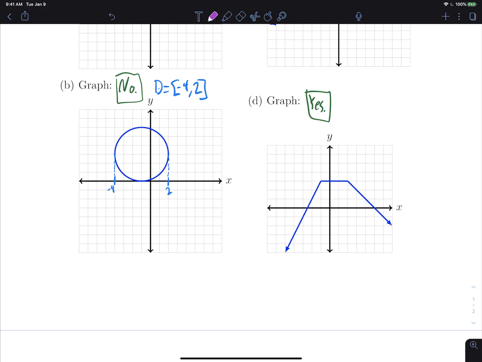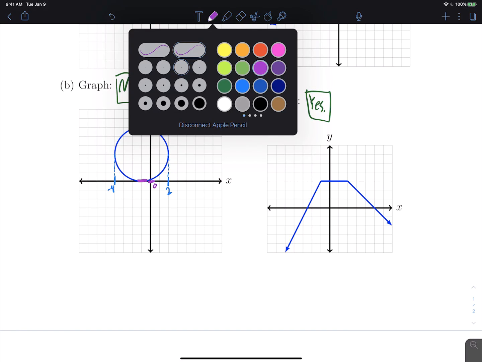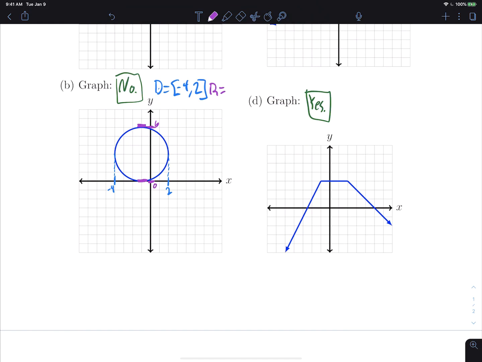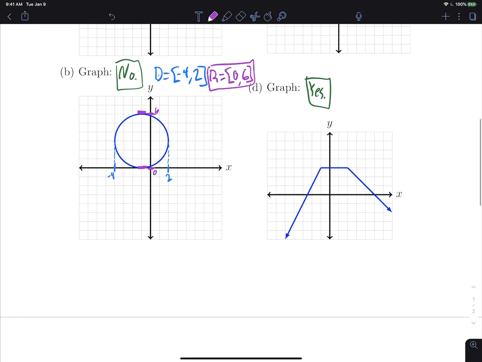As for the range, well, the lowest it can ever be is right here, and the highest it can ever be is right here. So on the y-axis, this low value here is 0. This high value here is 1, 2, 3, 4, 5, 6. So the range here is going to be 0 to 6. Excellent.